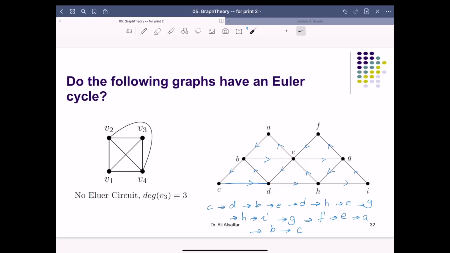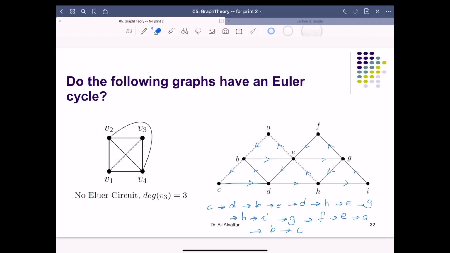Now let's come back to our first example. How many vertices of odd degree? This is 1 and this is 2. This one is even and this one is even. Since we have exactly two vertices of odd degree, there is an Euler path between these two vertices, and it will cover all edges. Let us find this Euler path.